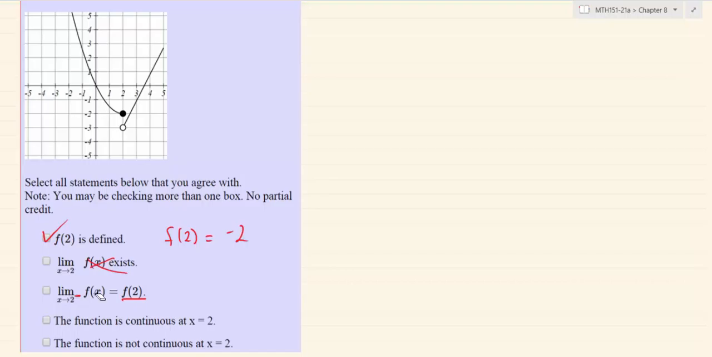But if you take that negative sign off, if you don't specify what side it's coming in from, one goes to negative 2, the other one goes to negative 3. So we can't say that they're the same. The function is continuous at x equals 2. Nope, not continuous. So we check the last one. This function is not continuous. The roads don't line up.